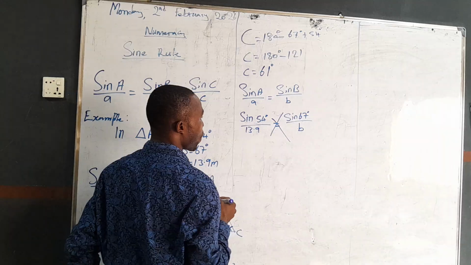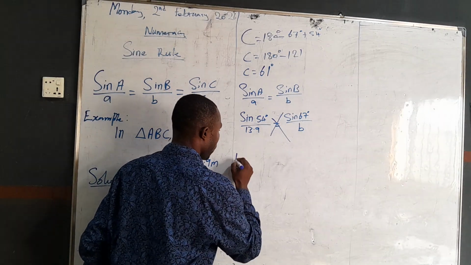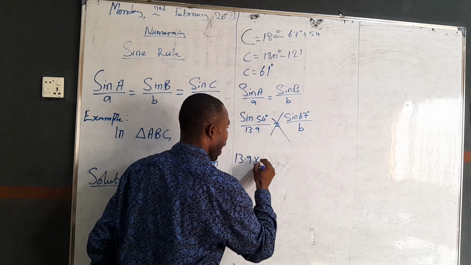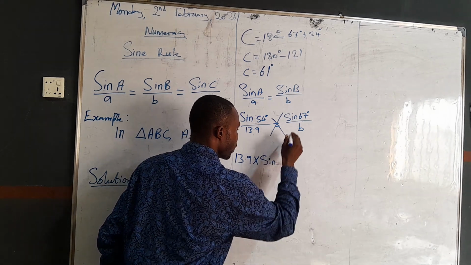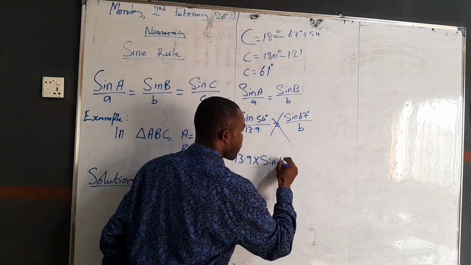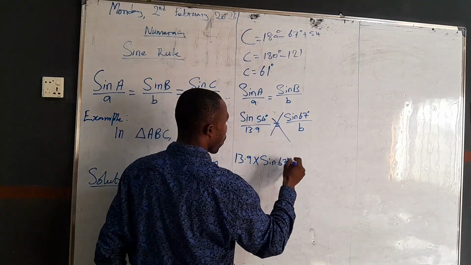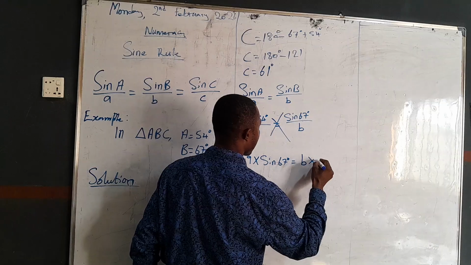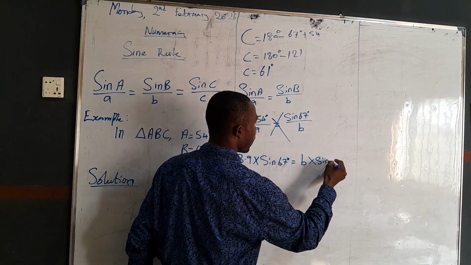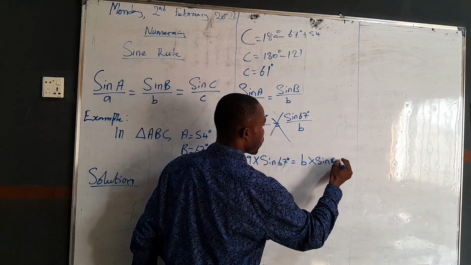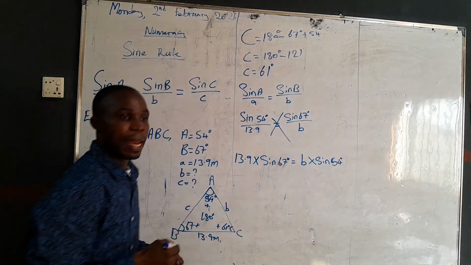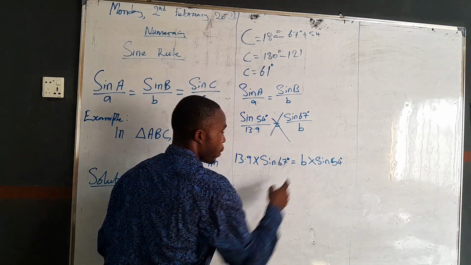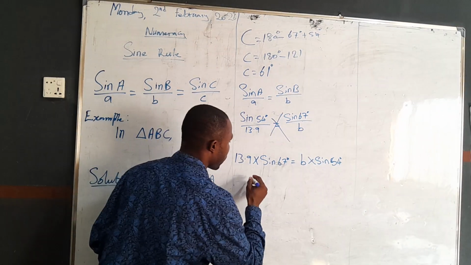And when we cross multiply, we are going to have that 13.9 times sine 67 is equal to B times sine 54. Now, we are looking for what? B.